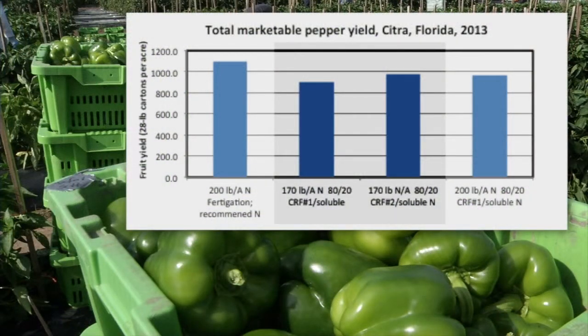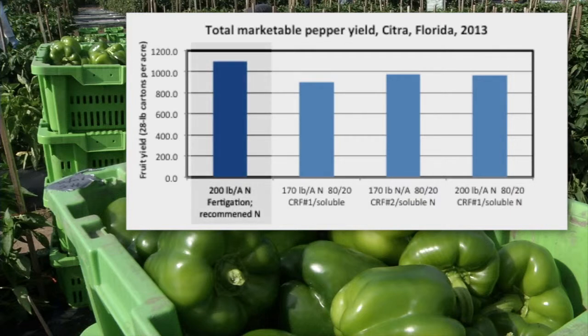With pepper, controlled release fertilization with two products at a reduced rate of nitrogen, 170 pounds of nitrogen per acre, resulted in similar yields as with the recommended fertigation program with 200 pounds of nitrogen per acre or a controlled release fertilization program with 200 pounds of nitrogen per acre. While not as dramatic as with tomato, the reduced rate of nitrogen achievable with the controlled release fertilization of pepper might result in a savings of up to 30 pounds of nitrogen per acre.